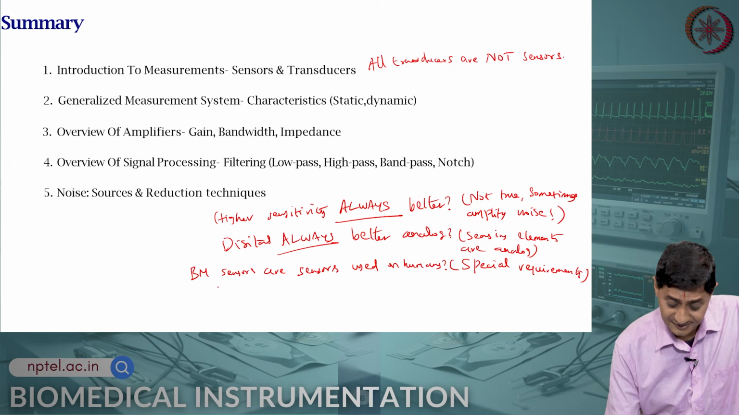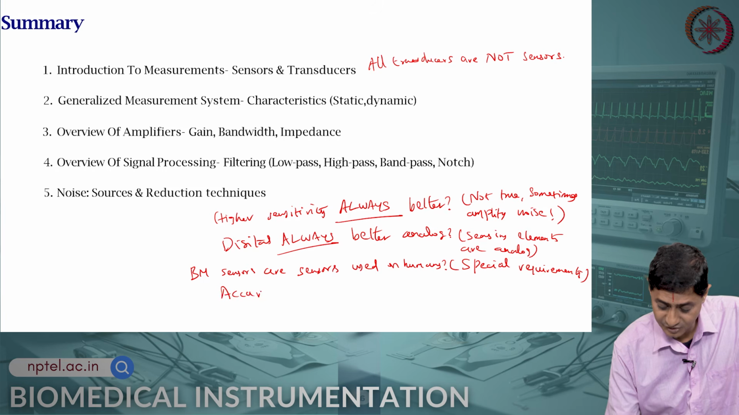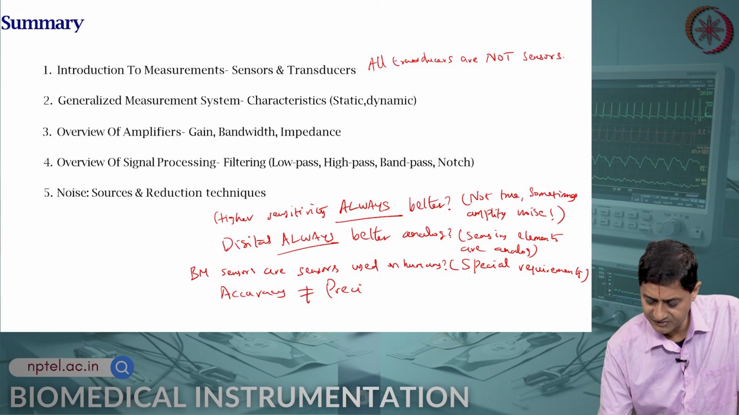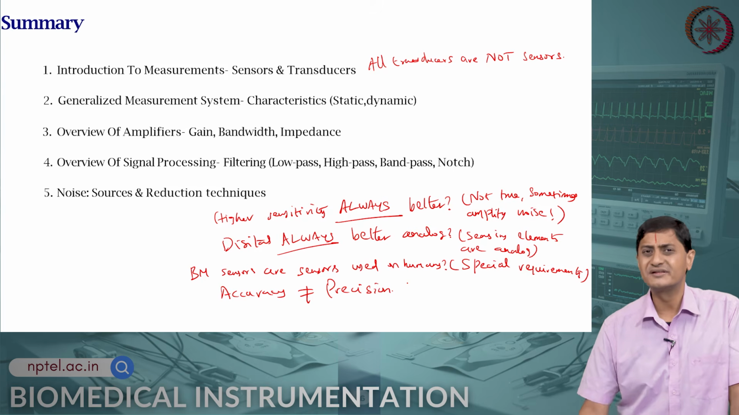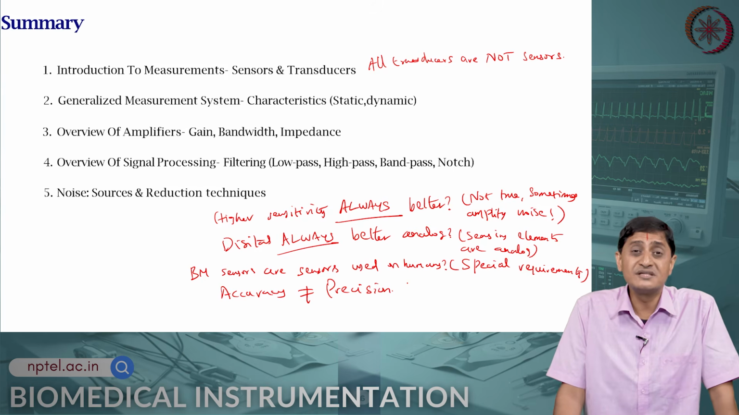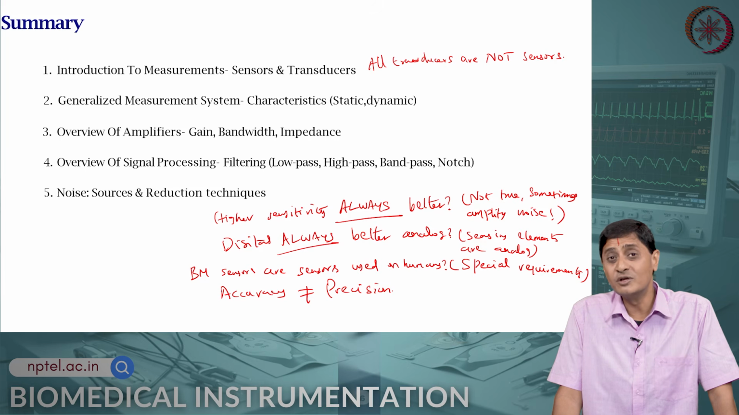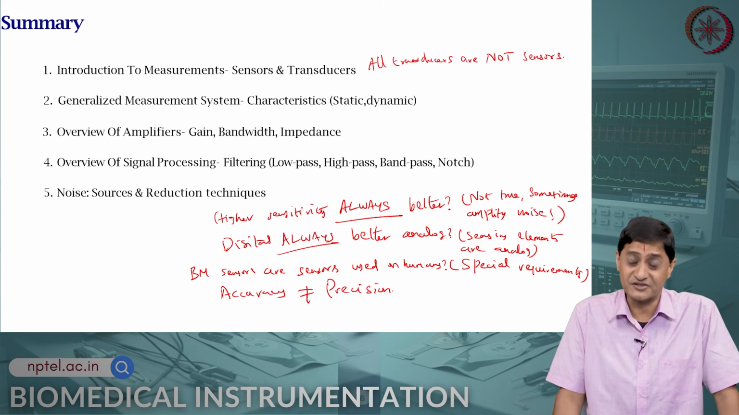Also, sometimes students think that accuracy is the same as precision. These are two different things. Accuracy and precision are not the same. What is the difference? Accuracy refers to how close you are to the true value. Precision refers to how repeatable your measurements are. These are two different things, okay, because usually students confuse the two.